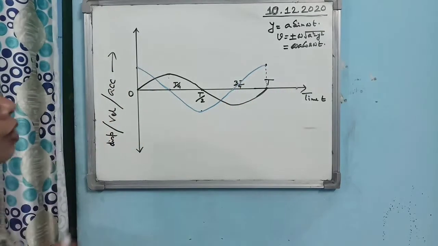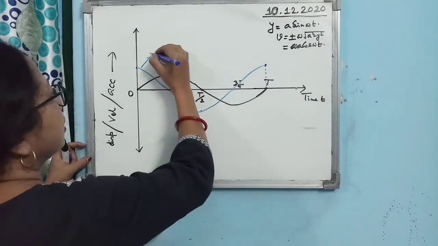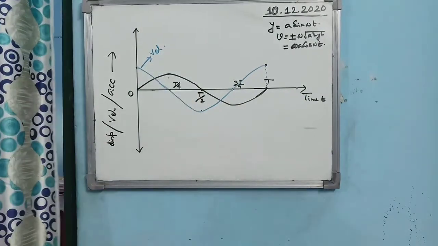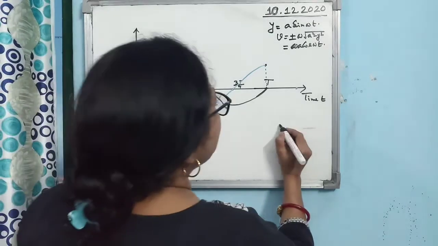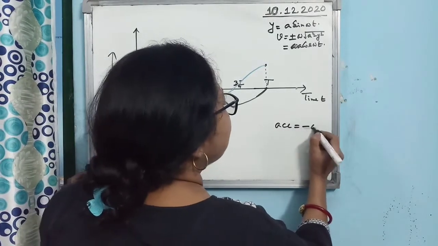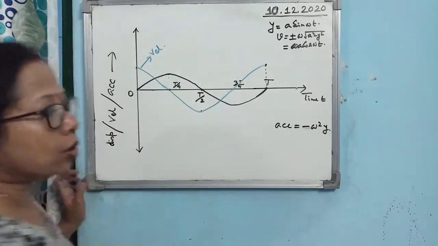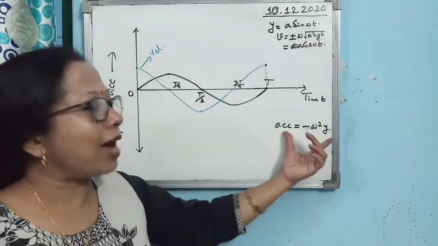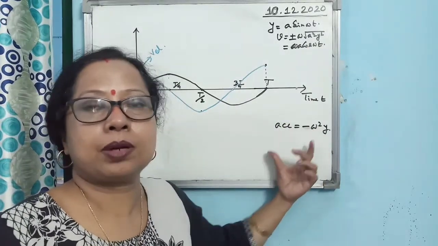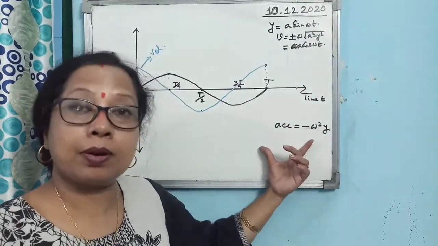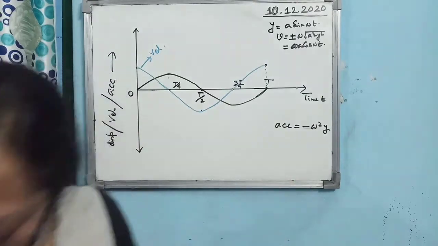This is the graph for velocity. Alright. Then next, what will be the graph for acceleration? We know that acceleration is minus omega square y. So acceleration and y vary in the same manner. When y is maximum, acceleration is maximum. When y is minimum, acceleration is minimum, but oppositely directed. What does it mean?